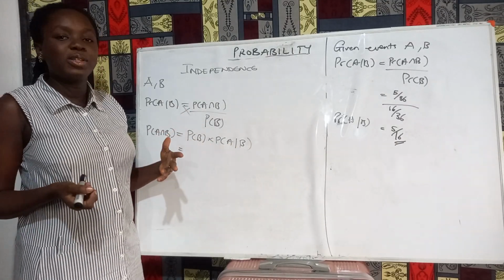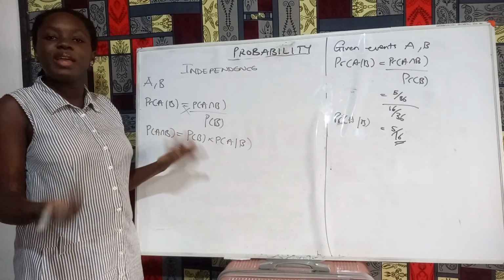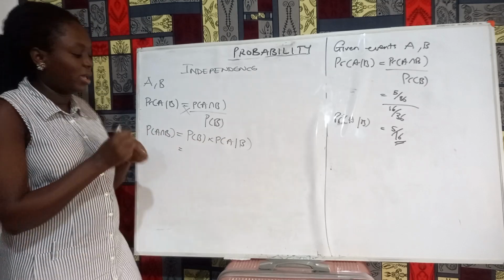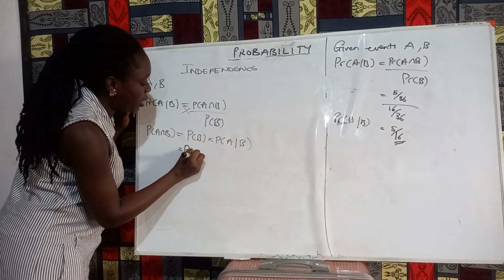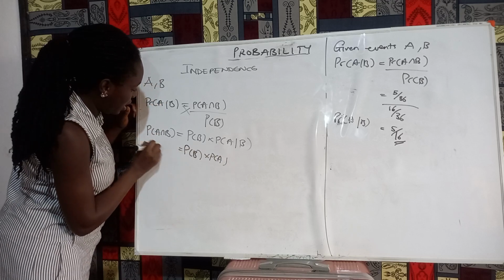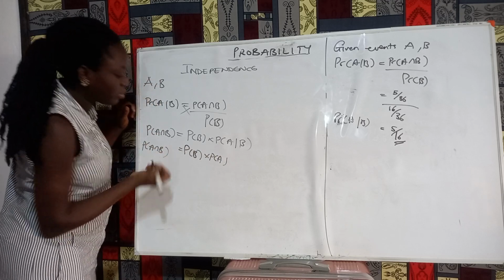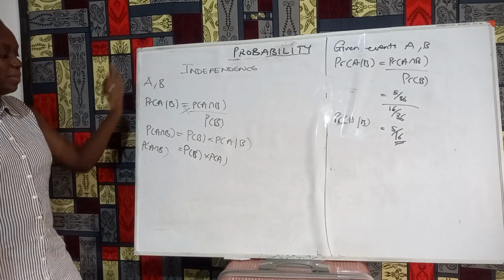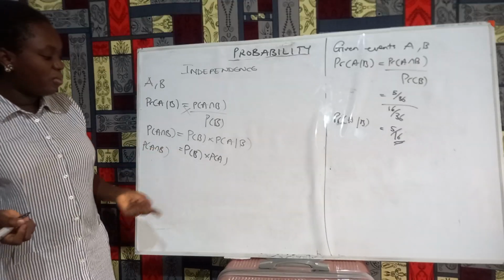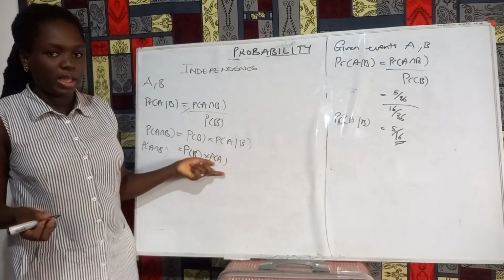So if I ask probability of A given B, it's still probability of A, because the fact that B has happened or not doesn't affect the occurrence of A. So this is equal to probability of B times the probability of A. So under independence, the probability of A intersection B is equal to probability of B times probability of A.